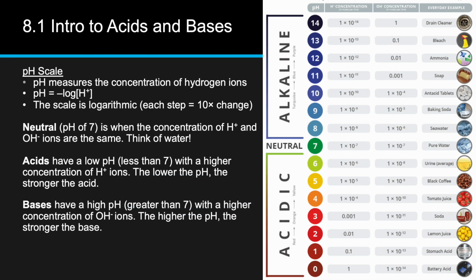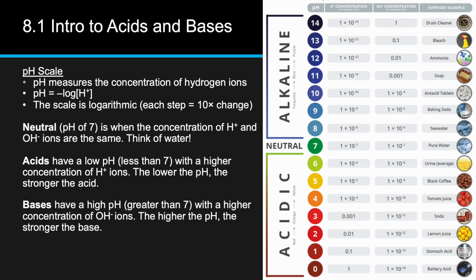So looking at this pH scale, remember that pH measures the concentration of hydrogen ions. And if you wanted to solve for pH using the concentration of hydrogen ions, just remember the equation is pH is equal to the negative log of the concentration of H plus or H3O plus ions. And this pH scale is logarithmic, which means each step is going to be a 10 times change.